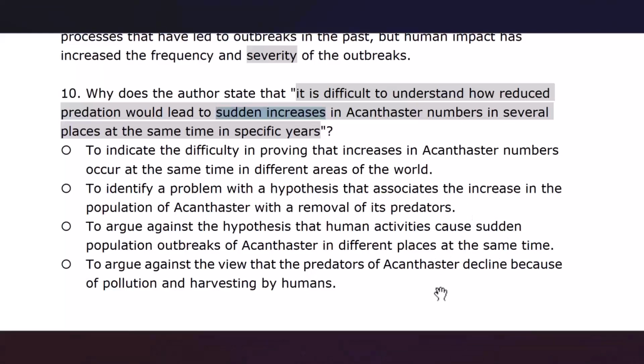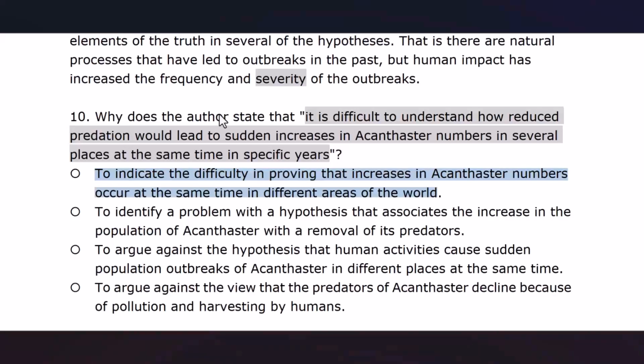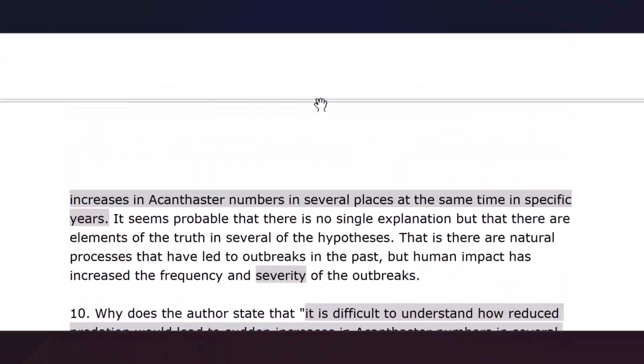The first one, to indicate the difficulty in proving that increases in Acanthaster numbers occur at the same time in different areas of the world. According to the highlighted sentence, we know that this is a difficulty to understand how reduced predation would lead to outbreaks or sudden increases. But does the author really want to show this difficulty? I doubt it. We should go back to paragraph 8.